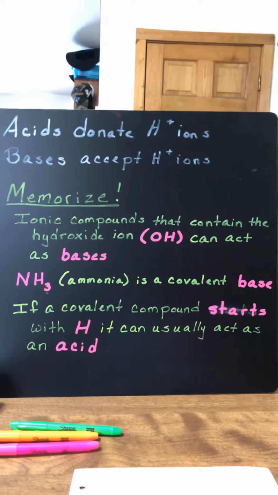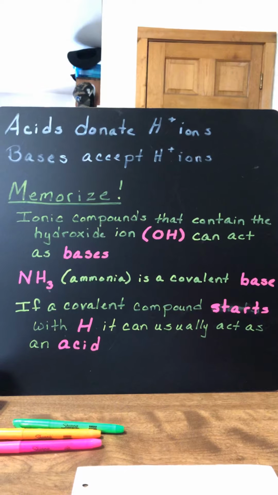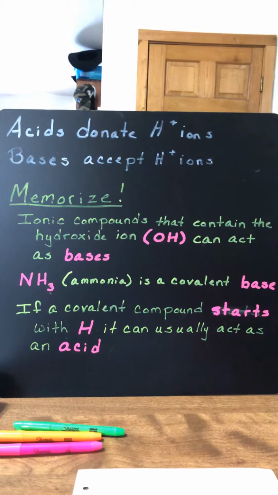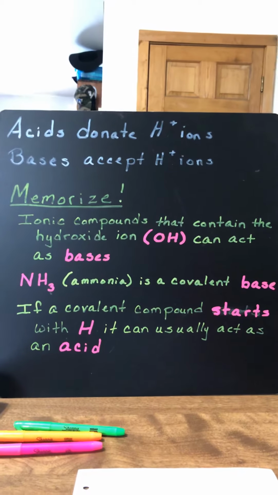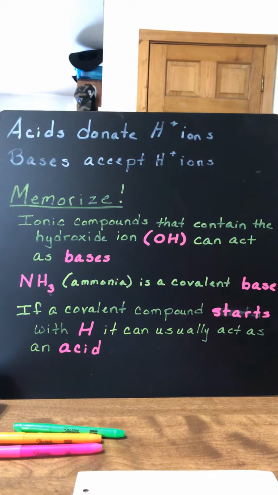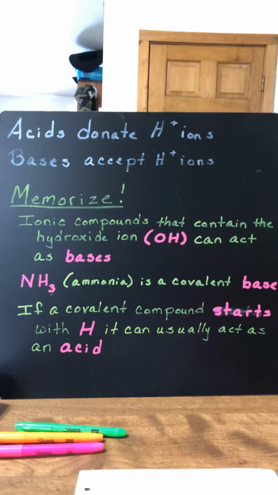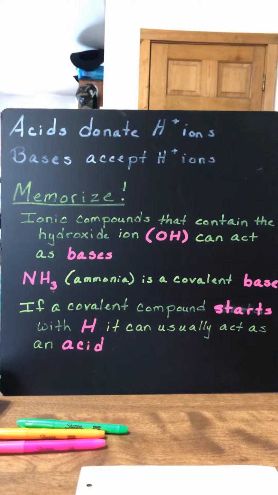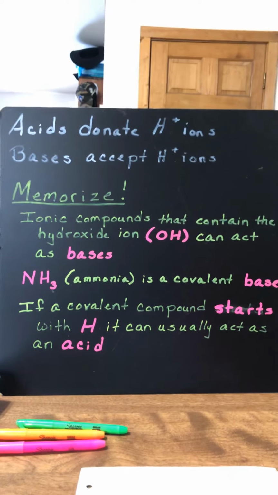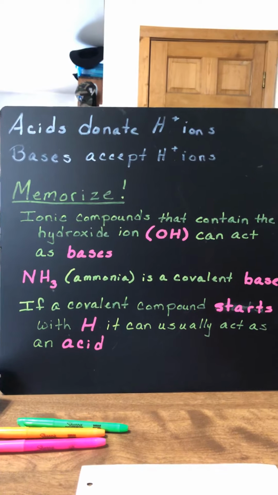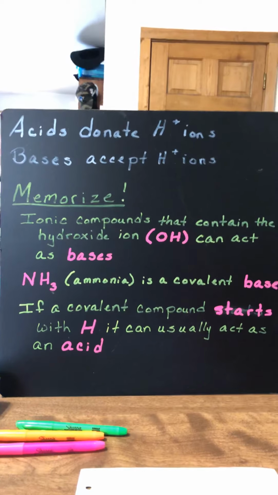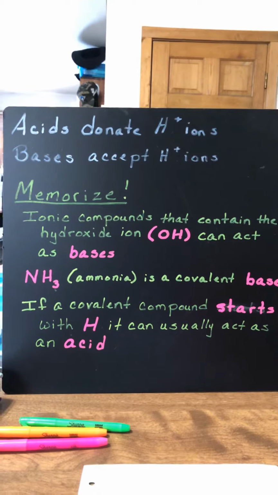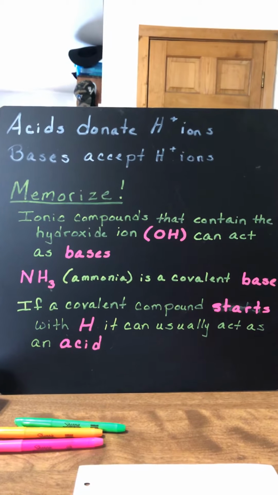This is stuff from the chapter that you need to memorize. So I'll stay focused on the chalkboard here for a bit. You can get some notes down. Basically, the things that you need to remember from this part of the chapter is, first of all, that acids donate the hydrogen ions and the bases accept them. You also need to memorize that ionic compounds that contain the hydroxide ion can act as bases.